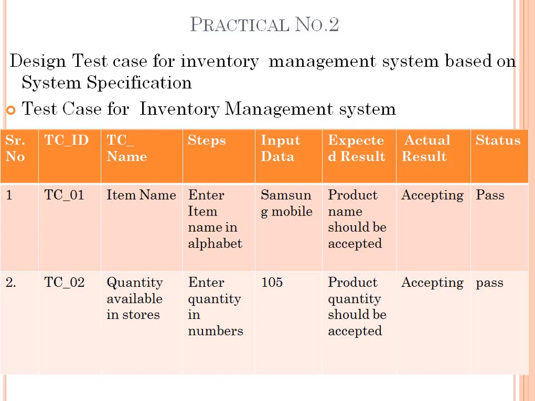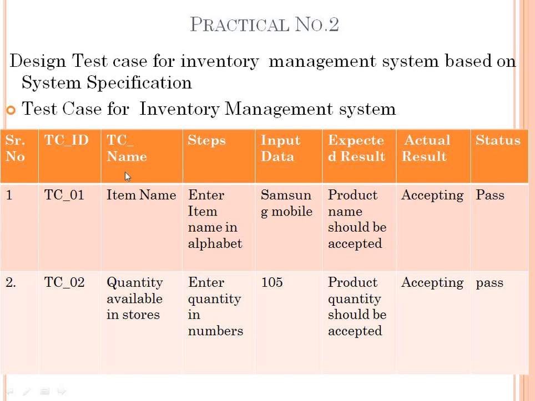So here is the test case for inventory management system. For generating the test cases we require a few parameters. These are the parameters: first is the serial number, then test case ID, then third one test case name, fourth steps, input data, expected result, actual result and the status.